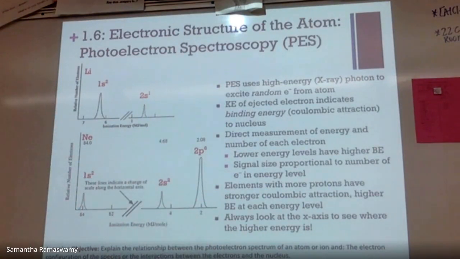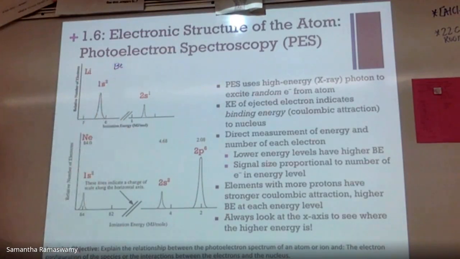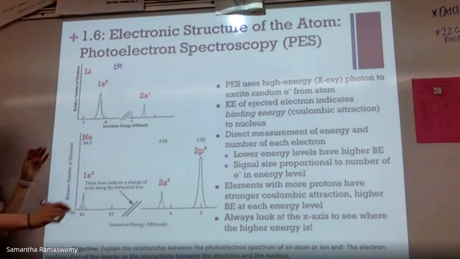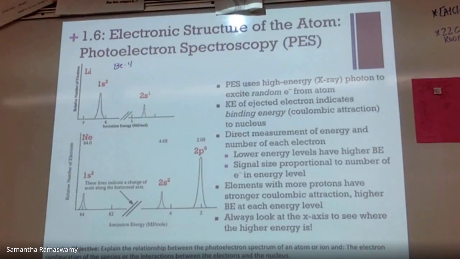Now we also will see questions on multiple choice that look at elements with more protons, right? What would that look like? Well, if this is lithium, I'm going to show beryllium in purple. Lithium has 3 protons in the nucleus. Beryllium has 4, so it has 1 more proton in its nucleus.